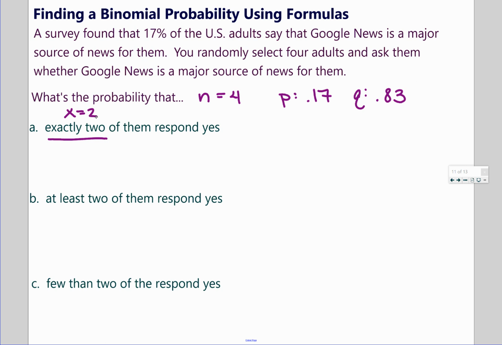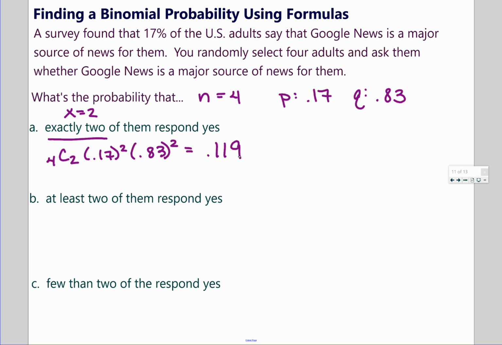Use the formula. 4 choose 2, 0.17 to the second, and 0.83 will also be to the second. 2 successes, 2 failures. Type it in however you want: y equals, your home screen, by hand with your combination formula, whatever makes you happy. Okay, 0.83 to the second. And you're going to get 0.119.